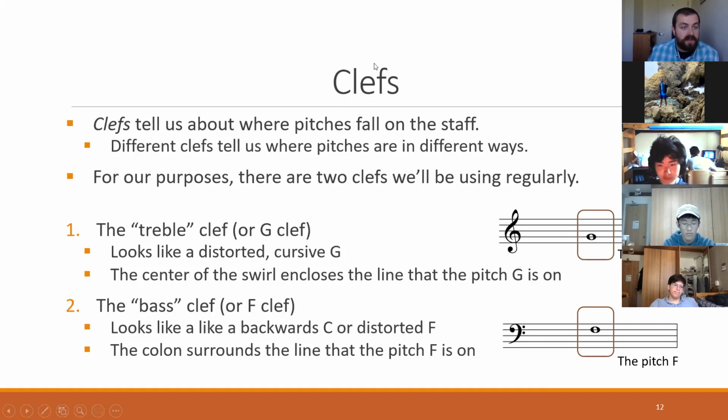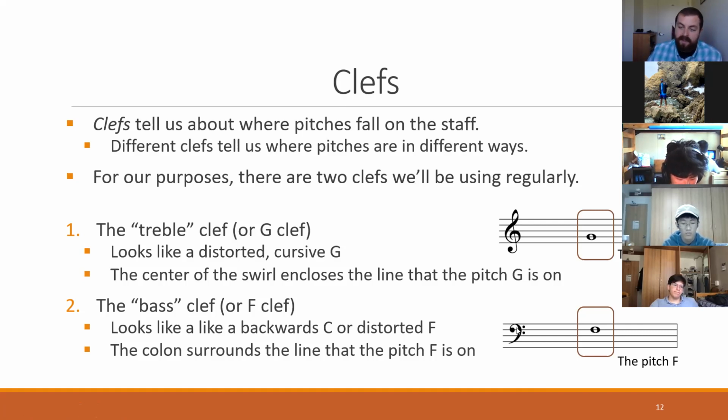Let's see, I have something in the chat. Somebody asked me about viola. Violists, which for those of you who know is an instrument in size between a violin and a cello, like a bigger violin or a smaller cello, essentially, specifically use a different clef, a third option.